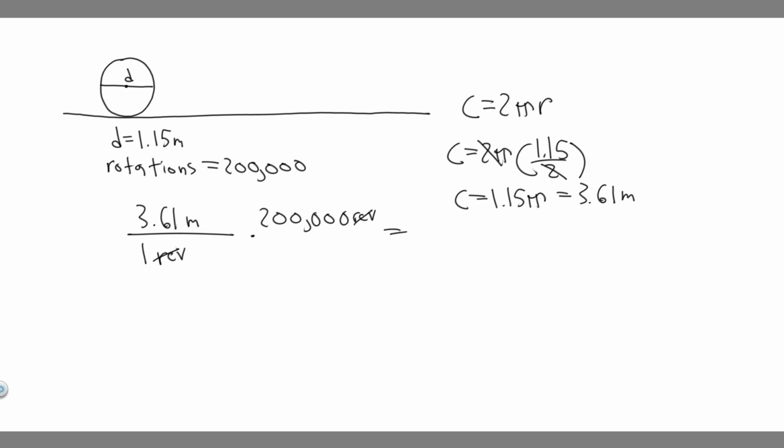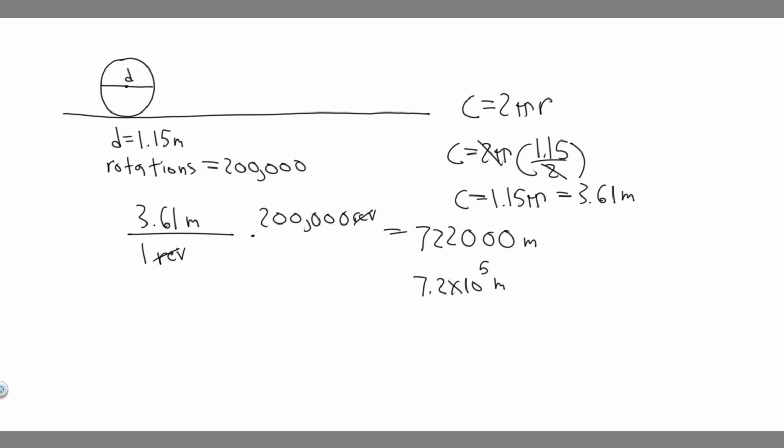So you want to do 3.61 times 200,000. And when you go ahead and do that, you're going to get 722,000. And keep in mind, this is going to be in meters. So this is 7.2 times 10 to the 5 meters.